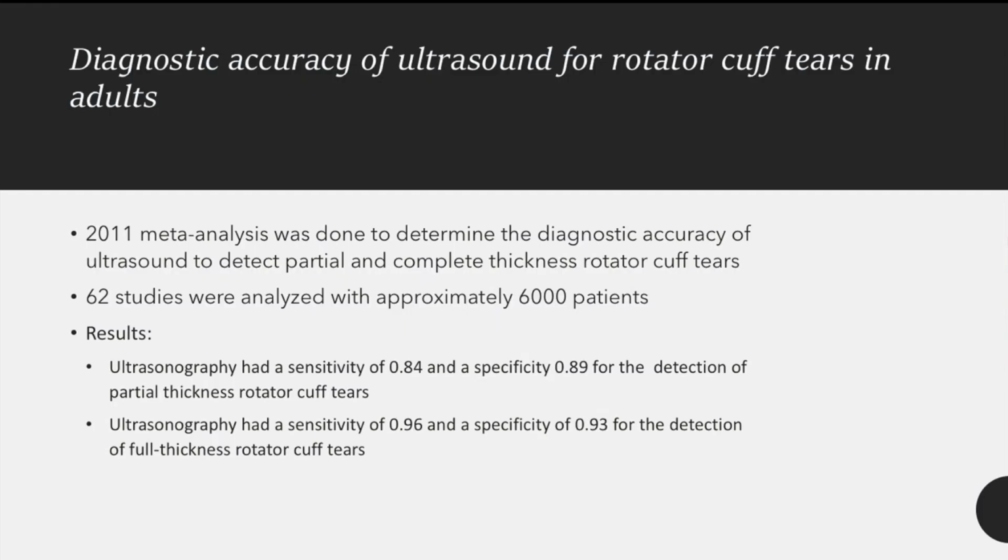Next slide. This was another meta-analysis, done in 2011, hoping to look at the accuracy of ultrasound in detecting partial and complete rotator cuff tears, specifically, not including the other disorders seen on the prior slide. This was an analysis of about 6,000 patients over 62 studies, and they found that ultrasound had a higher sensitivity for detecting full thickness tears and a little bit lower sensitivity and specificity for detecting partial thickness rotator cuff tears.